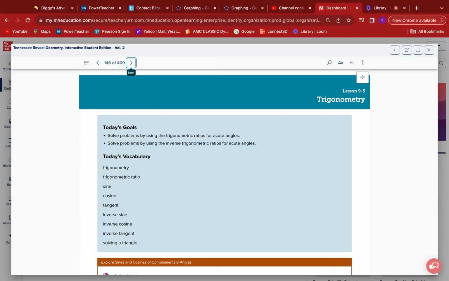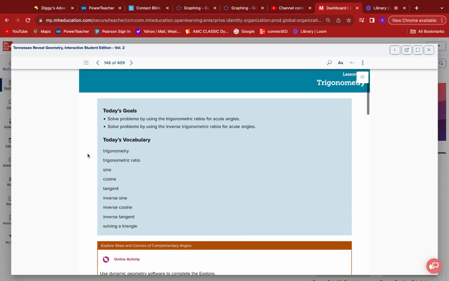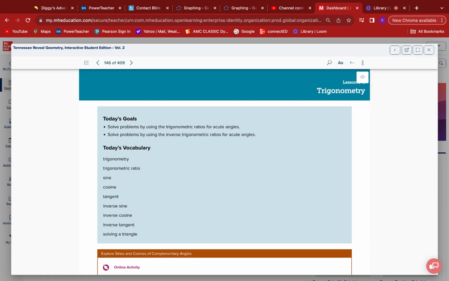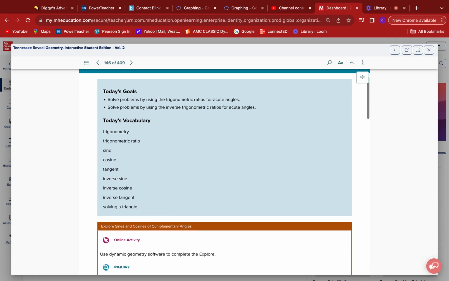All right. Hey, everybody. We are in Unit 9, Lesson 5 of the Tennessee Revealed Geometry, getting into trigonometry, which is sine, cosine, tangent. Of course, there are 3 others, but in geometry, we only talk about the first, sine, cosine, tangent, and its inverse, sine, cosine, and tangent. All right. So we are on page 533 of your consumable workbook, everybody. And let's just get into it.